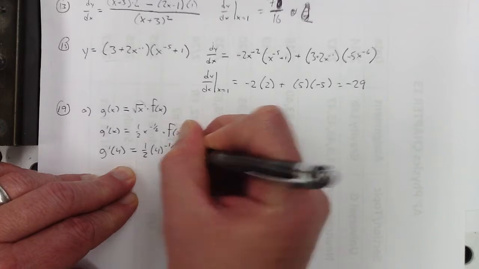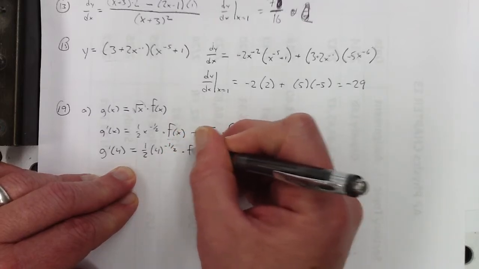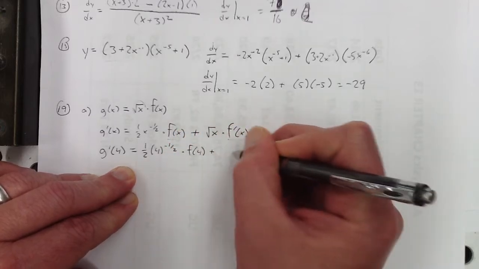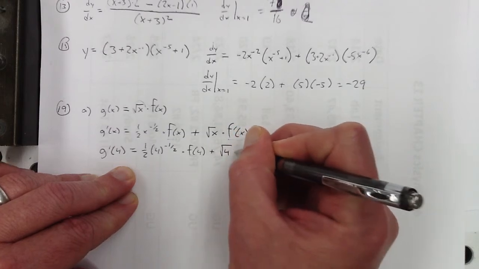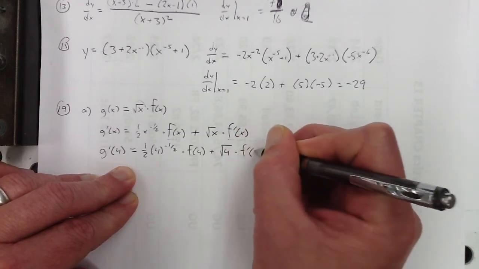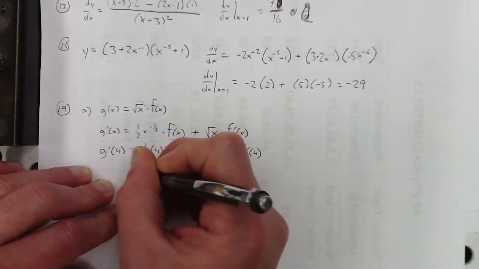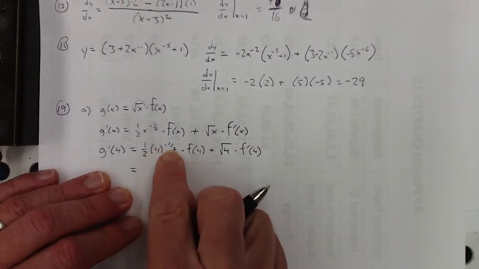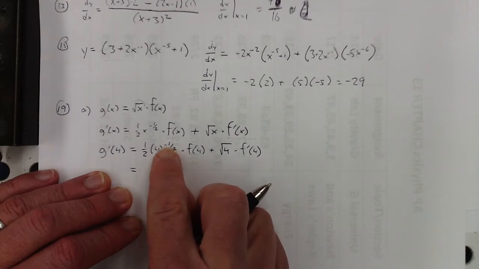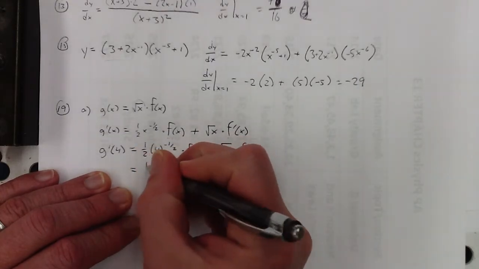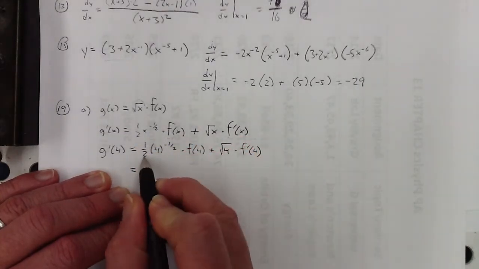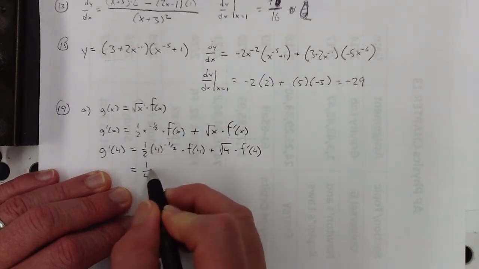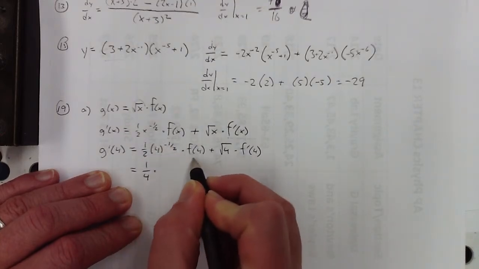Not trying to do too much in this step right here. I'm just going to plug the 4 in and rewrite. Alright, so let's see what we can do here. 4 to the negative 1/2. 4 to the 1/2 is 2, and the negative sign flips it over. So that's 1/4. When I multiply this 1/2, times f of 4.